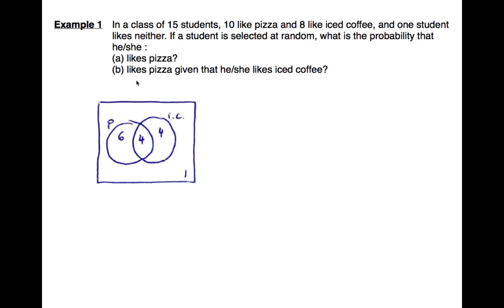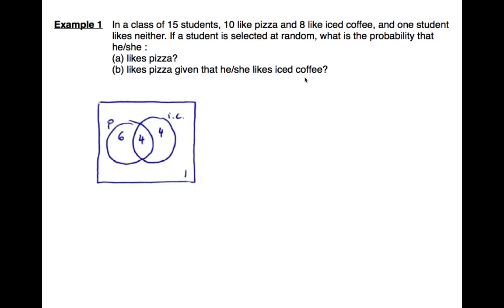Question B, though, requires more work. What is the probability that a randomly selected student likes pizza given that they like iced coffee? So we have an extra information here. If we know that student likes iced coffee, how does that influence the probability that they will like pizza?